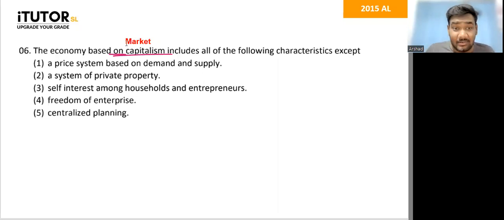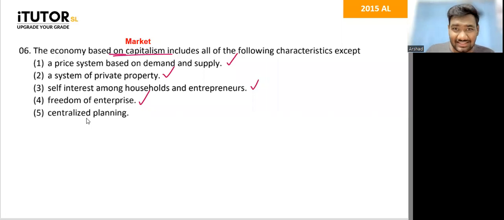One, price system based on demand and supply, definitely yes. Price mechanism, yes. System of private property, yes, private property ownership. Self-interest, definitely. You do stuff for your self-interest. Freedom of enterprise, your freedom to do whatever you want, again yes.